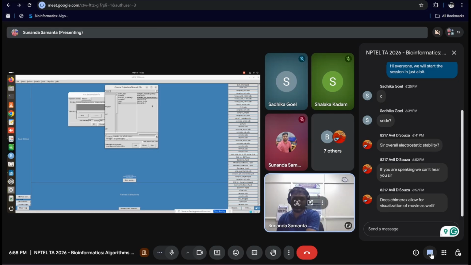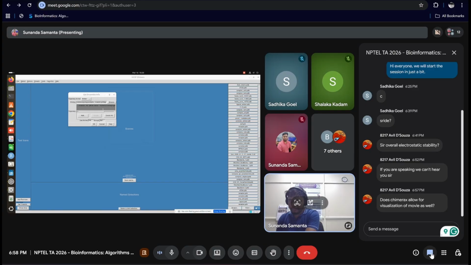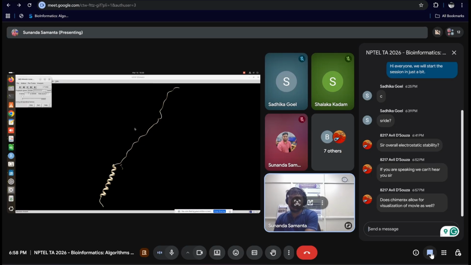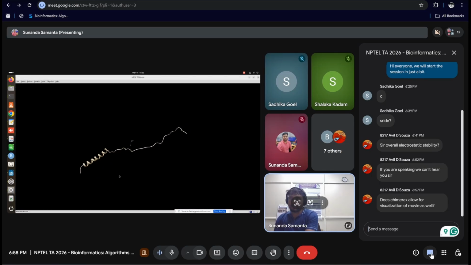.mdcrd is basically an extension for a trajectory file that is generated in Amber. Different other extensions are also possible, for example .nc, .dcd, and so on. But if we just press OK, you will notice that Chimera gives you, of course, this particular visualization.